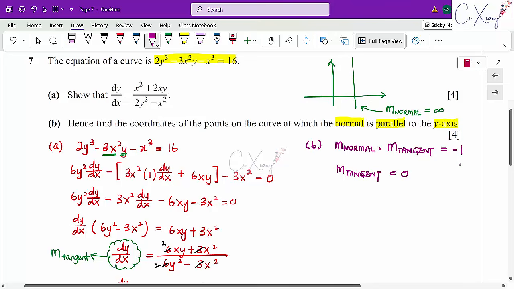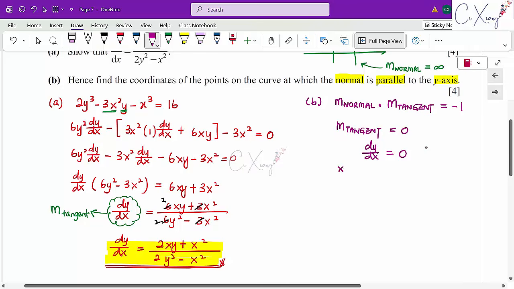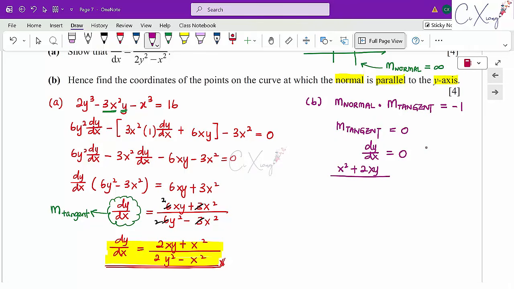So if gradient of tangent is close to 0, that means dy dx equals 0. And what is my dy dx just now? My dy dx just now is x squared plus 2xy divided by 2x squared minus 2y squared minus x squared equals 0. Continue further, you'll have this. Factorize out the x and solve for this equation. From here you'll have two values. x can be equal to 0 and also x can be equal to -2y.